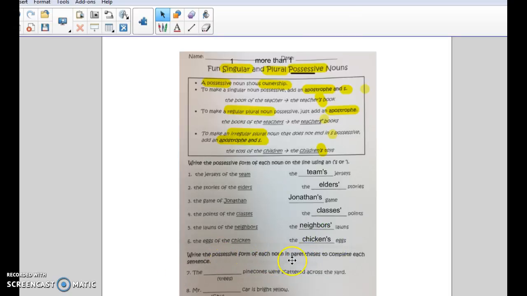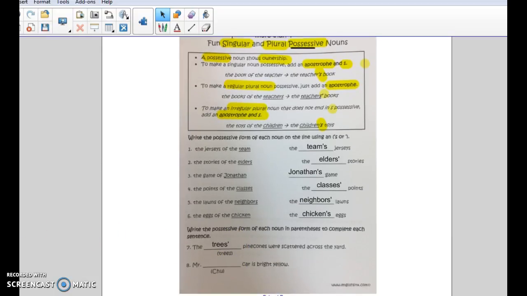Write the possessive form of each noun in parentheses to complete each sentence. The trees' pine cones were scattered across the yard. They are talking about plural, more than one tree. So you say T-R-E-E-S, apostrophe. Oh, that's where my T went. I was like, why is there an extra T? T-R-E-E-S, apostrophe. If it was one tree that they were talking about, it would say tree, apostrophe S. Since it's more than one tree, and we know that because it's already plural, the apostrophe comes after the S.